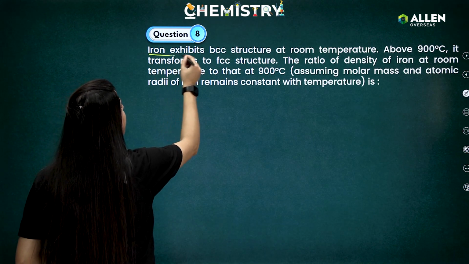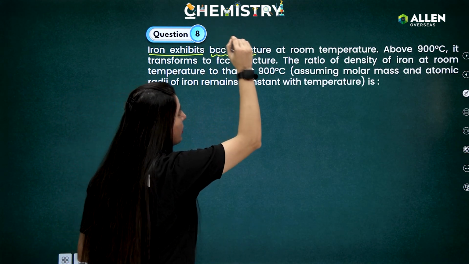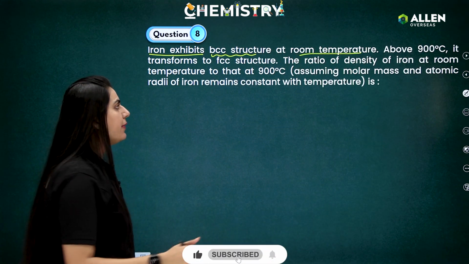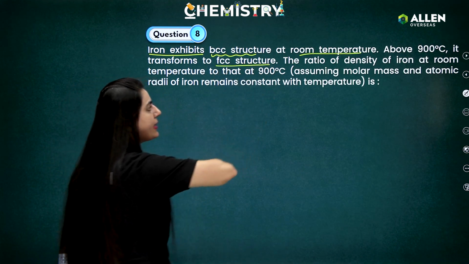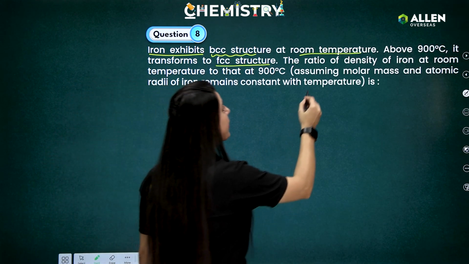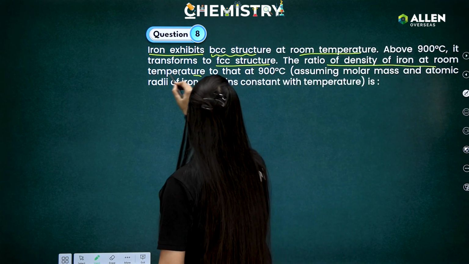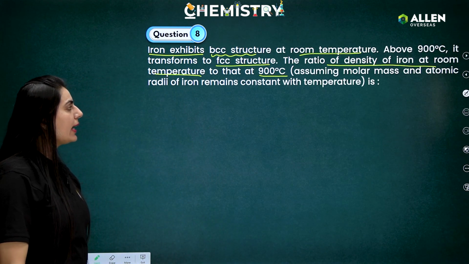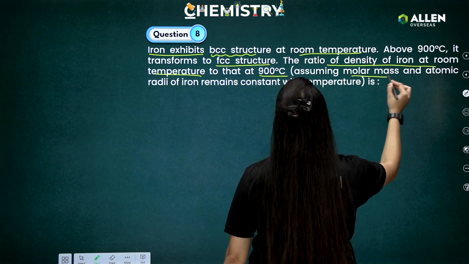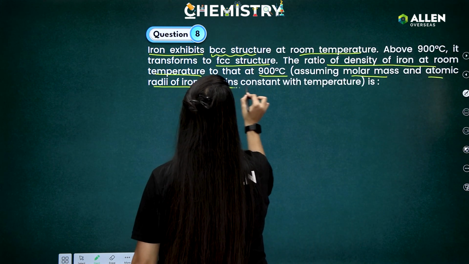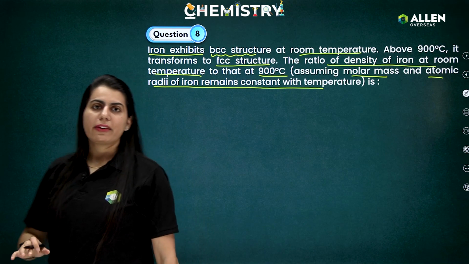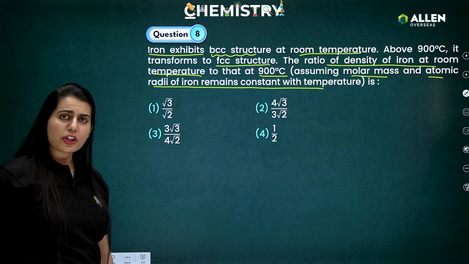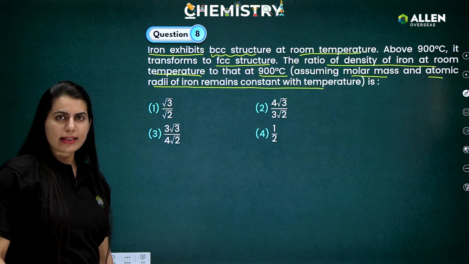It says that iron exhibits BCC structure at room temperature, but changes its behavior above 900 degrees Celsius and transforms to FCC. They are asking us the ratio of density of iron at room temperature to that at 900 degrees Celsius. Also, they say to assume that the molar mass and the atomic radii of iron remain constant. So they are giving us some assumptions which we need to follow. These are your options. Let's check whether we actually get this answer.